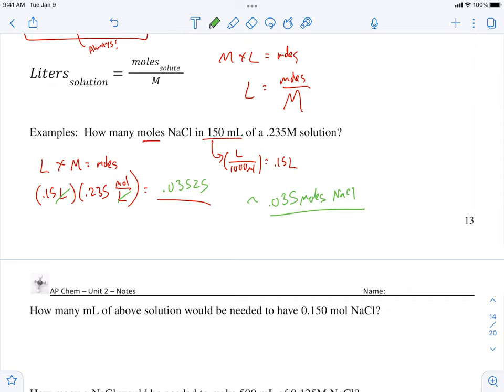How many milliliters of the above solution would be needed to have 0.15 moles of NaCl? This is actually a very common approach. A lot of times we have the solution and we know the molarity, but we need to figure out how much volume to measure out in order to complete the stoichiometric reaction. So, in a situation like this, we need to figure out how much volume would be necessary to have this number of moles. So let's start with the number of moles. That's the given number.